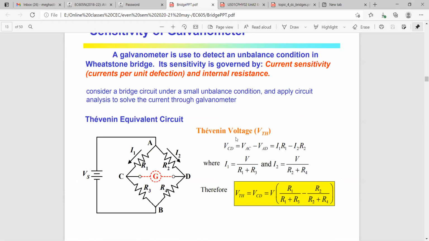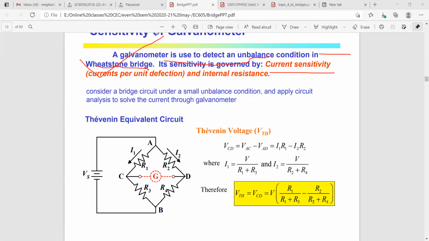Coming to this, sensitivity of a galvanometer. Galvanometer, you all know what it is. It is used to detect an unbalanced condition of the Wheatstone bridge. So in any Wheatstone bridge, you will find a galvanometer. Why do we use it? Because it is used to detect an unbalanced condition. In a Wheatstone bridge we can have two conditions, balanced and unbalanced, and the unbalanced condition is detected by the galvanometer. Its sensitivity is governed by the current sensitivity and the internal resistance.